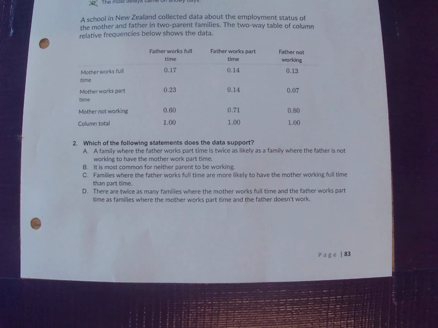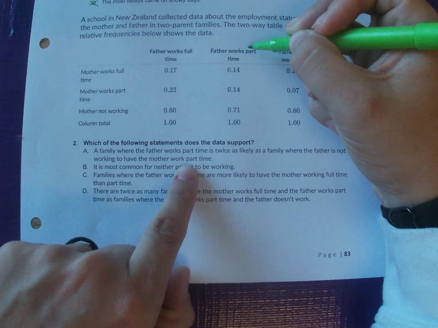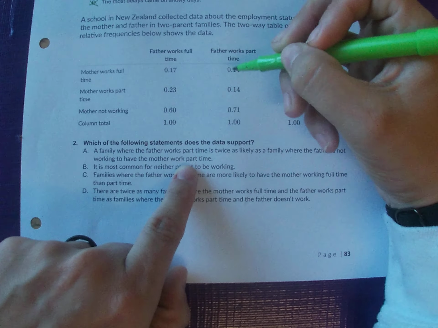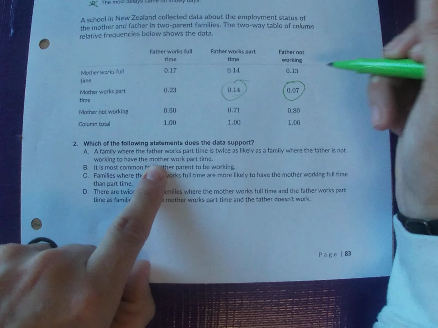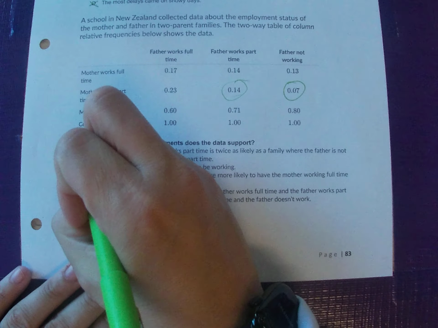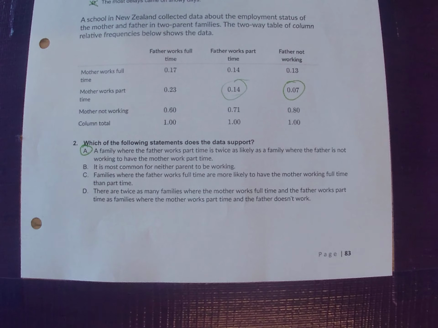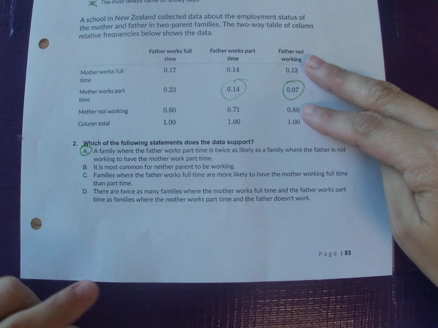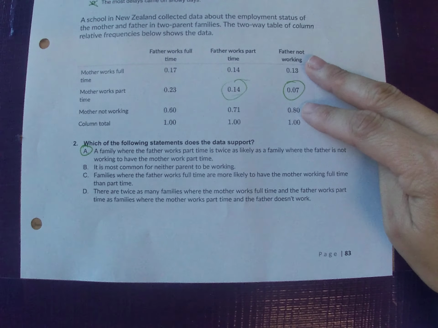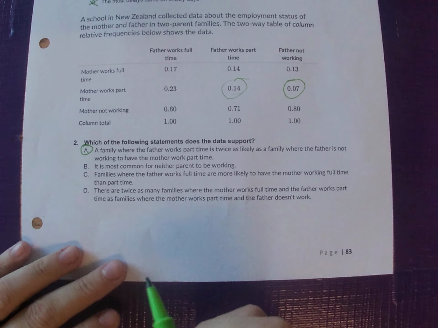Okay, so when the father works part-time, and then we need the mother working part-time. So the father working part-time and the mother working part-time. So we're comparing this one. So where the father is not working, twice as likely. So that is true. It is most common for neither parent to be working at all. Okay, so mother not working, father not working. This is just a relationship between the two, but it does not say it is the most common. It's just saying it is more common when the father is not working for the mother to not be working.